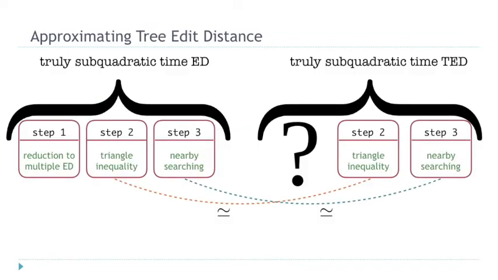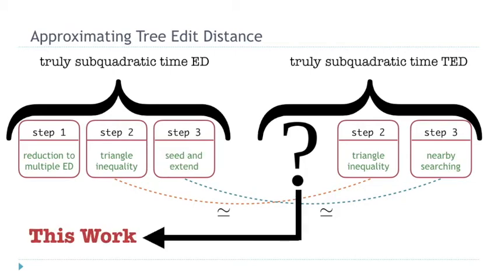What matters is that pretty much the same framework also works for tree edit distance. The only issue is step 1, because the way we reduce the problem from 2 strings to multiple strings only works for edit distance. For tree edit distance, everything fails.